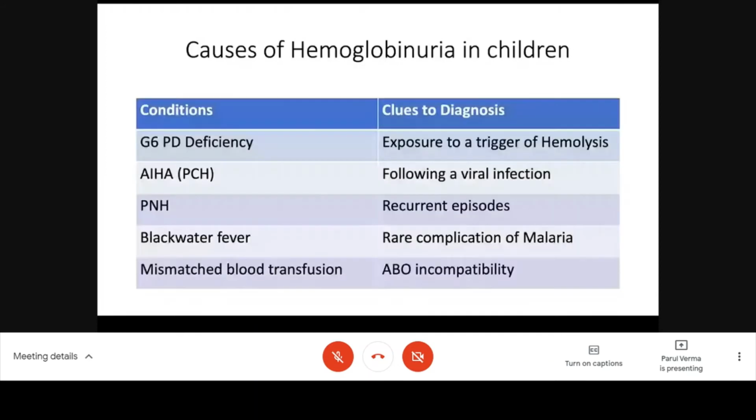Now, what are the causes of hemoglobinuria in children? One we already saw is G6PD deficiency. The clue to diagnosis would be exposure to a trigger of hemolysis. Obviously, it happens only in boys, being an X-linked recessive condition. So a boy who has a definite history of some drug intake, and now has presented with acute onset hemoglobinuria. There may be a similar history in other brothers of that child, or past history of similar illness.